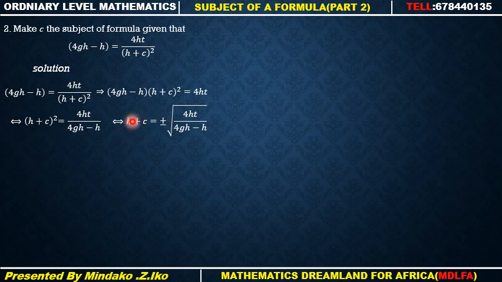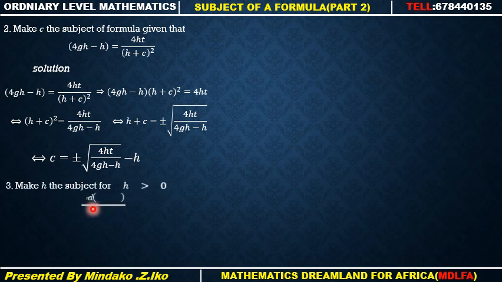Now, since I'm making c the subject, I'm not interested in h, so I'm going to cross h to the other side of the equation. At the end of the day, I'm going to have c being equal to plus or minus the square root of 4ht divided by 4gh minus h, then minus h. But here, as I earlier said, you can factor out h such that this h will cancel the other h in the denominator, but this h must still be there. So it depends on you. That is c, that will make c the subject of the formula.